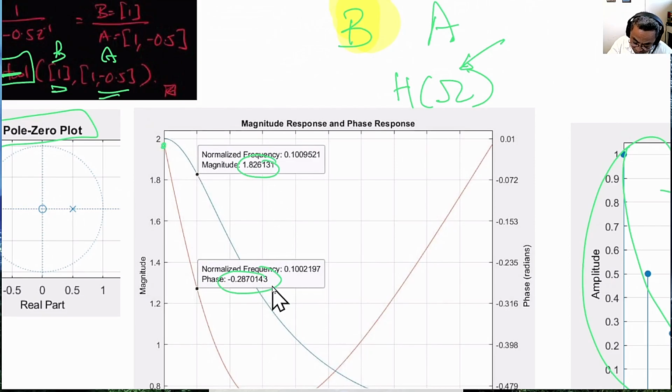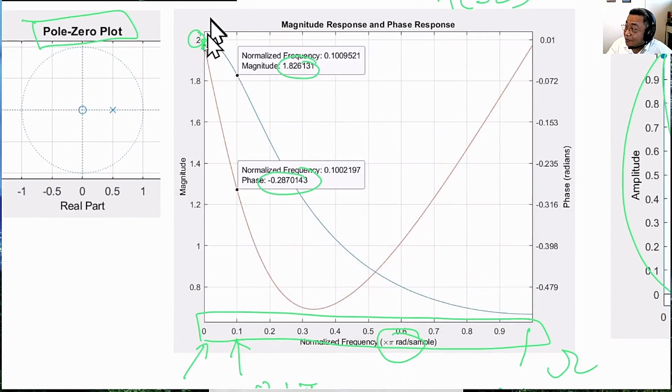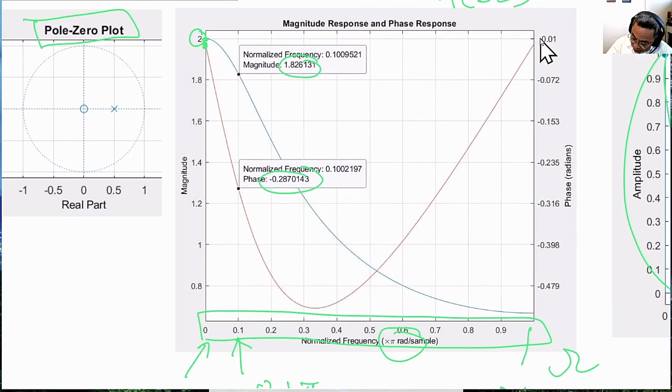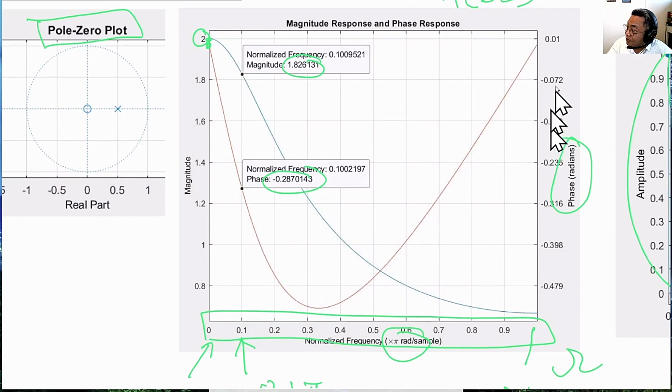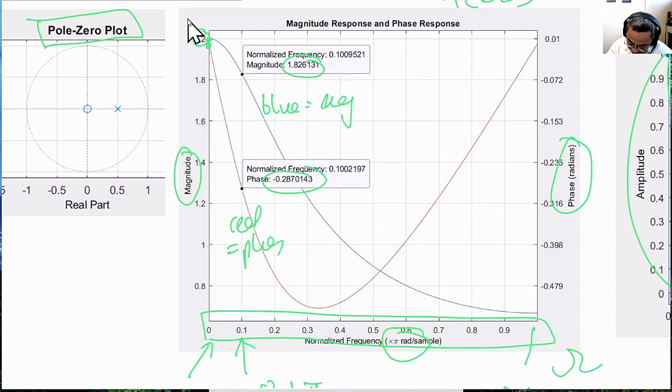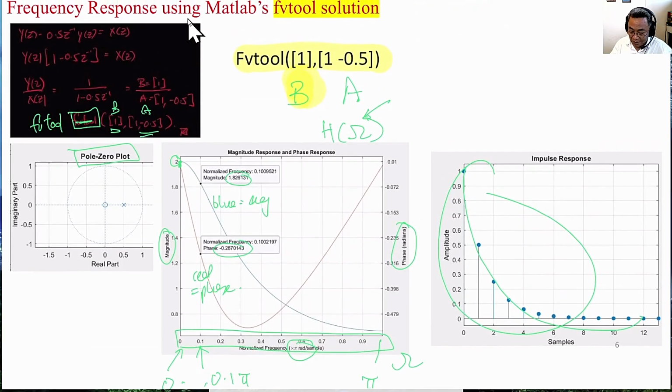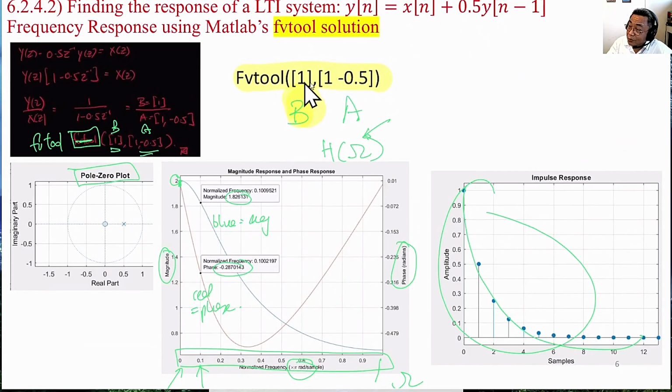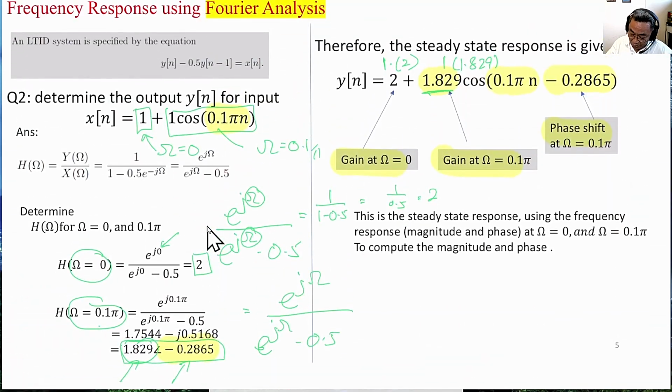Then of course we have this: magnitude is 2 at frequency 0 and the phase is 0. This axis here is for the phase, and this axis here is for the magnitude. Blue is the magnitude and the red one is the phase. So what I've done now is gone through how to use FVTool, for you to check your results against your working using the previous approach of Fourier analysis. That's it. Thank you.